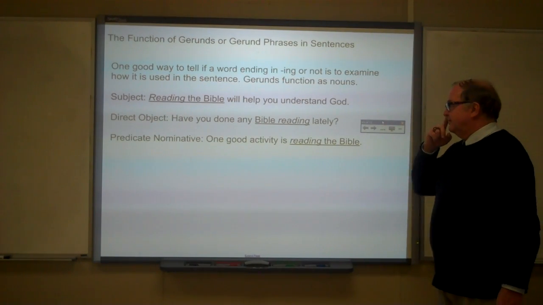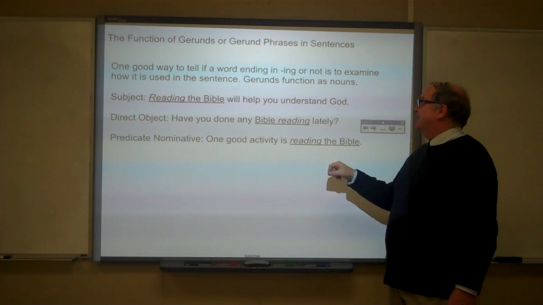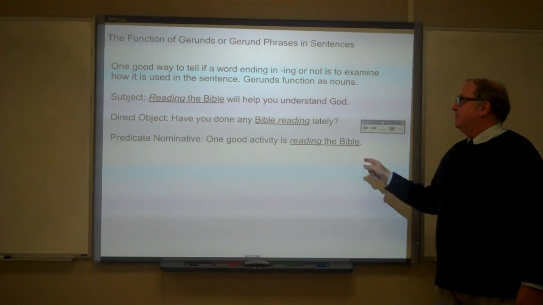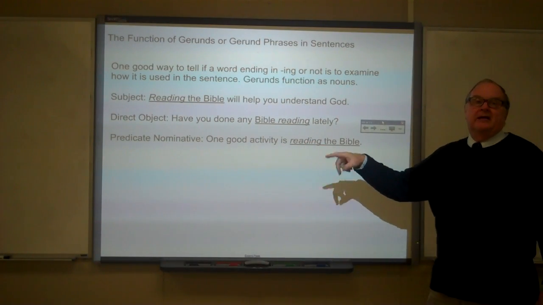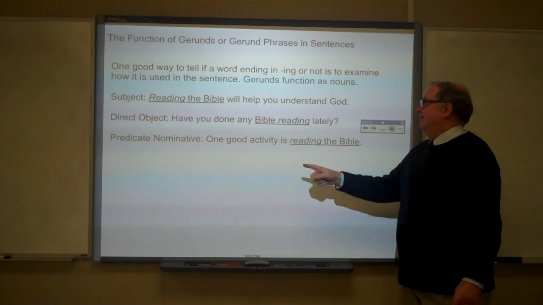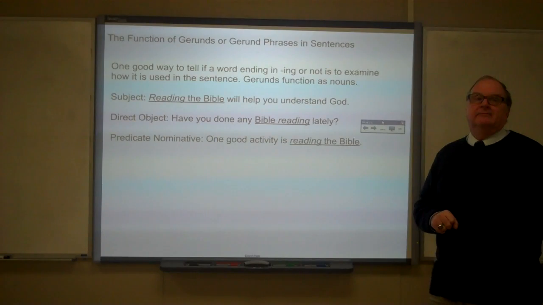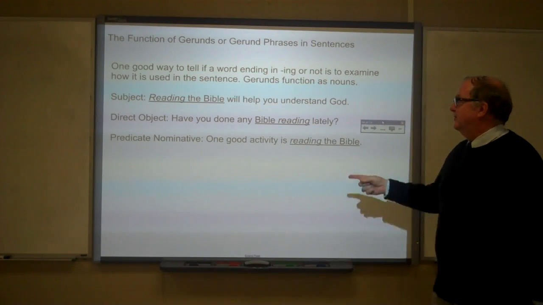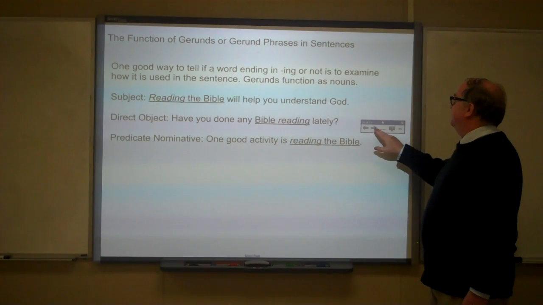Predicate nominative. Okay, we have a linking verb with a noun complement. One good activity is reading the Bible. Here, it's clear reading is not part of the verb. Activity is not reading. Activity is what? Reading the Bible. Or running a marathon, whatever. It's a noun, it's predicate nominative, following a linking verb.